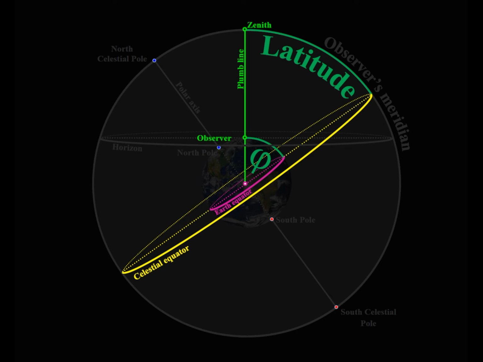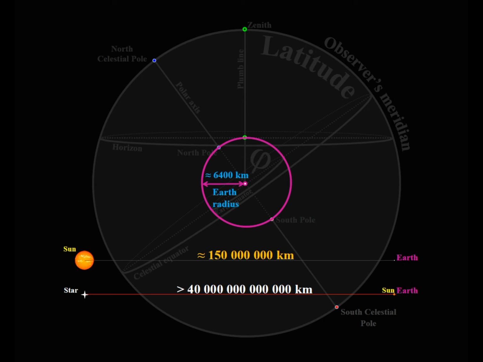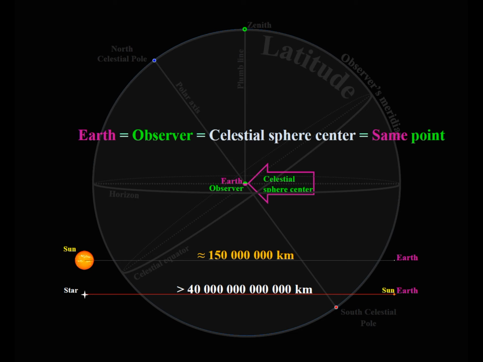The dimensions of the Earth can be ignored in comparison with the distances to the Sun and to the stars. The dimensions of the celestial sphere are taken such that the Earth is a point. The Earth and the observer are the same point, which is located in the center of the celestial sphere. The horizon plane also passes through the center of the celestial sphere.